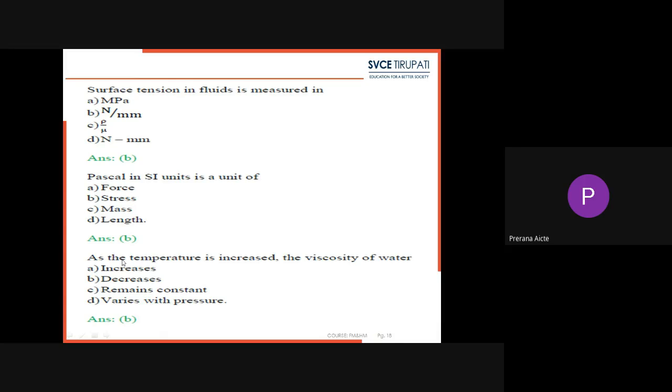Another question: as the temperature is increased, the viscosity of water will decrease. Definitely, if the temperature increases, then the cohesion between the particles will reduce, and due to that, the viscosity of the water will reduce. Another question: cavitation is caused due to high pressure. Here the answer is low pressure; cavitation is caused in regions of low pressure, not at high pressure.